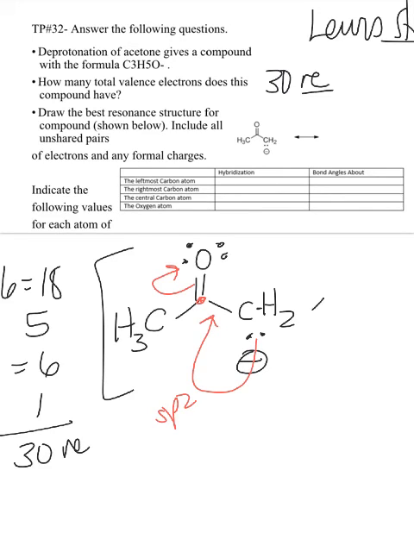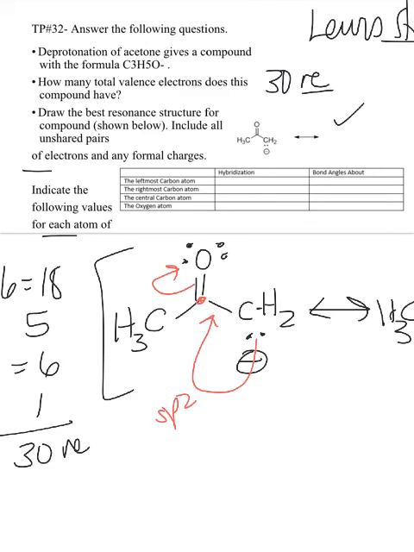So, when you're drawing resonance structures, it's only the electrons that move, and they move in unhybridized p orbitals. That's why it's got to be sp2. And you're going to make a double bond here, CH2. Now, if you start with a negative, it's got to have a negative, so that's kind of a check. Include all unshared pairs of electrons and formal charges. So we did that. That's fine.